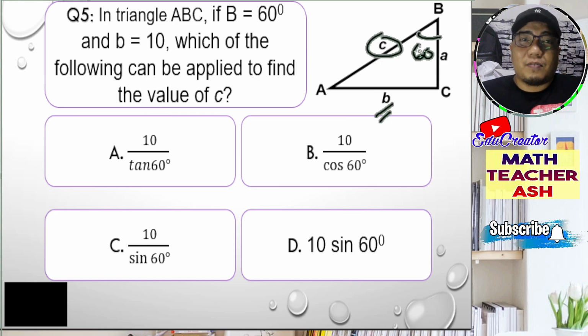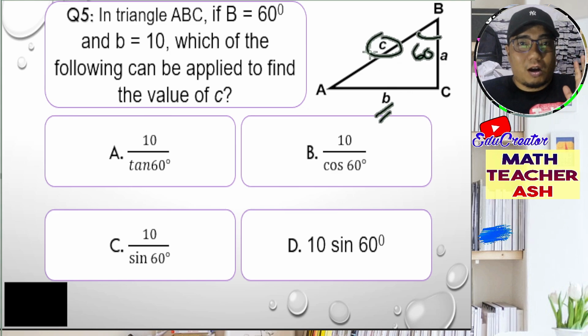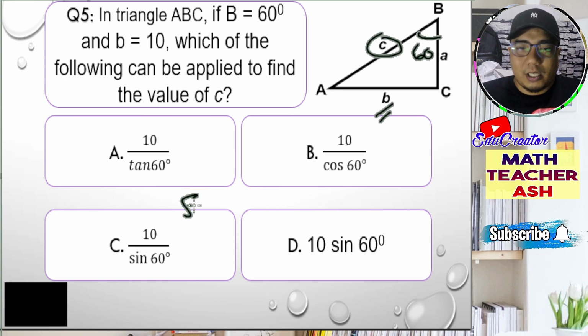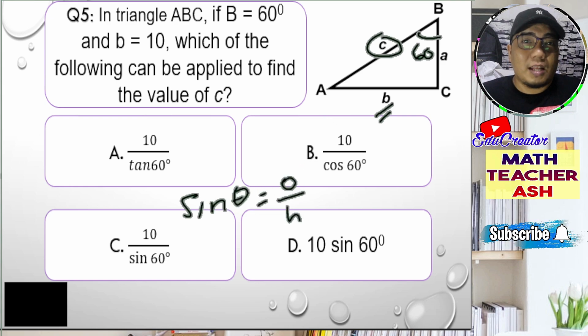Now, if we have this given, we have the theta. The opposite of the theta is this one, and we have the hypotenuse. So we have opposite and hypotenuse. If ever you are getting the ratio of the hypotenuse and the opposite, it means that you will be using sine theta is equal to opposite over hypotenuse. The mnemonic is SOH, S-O-H.